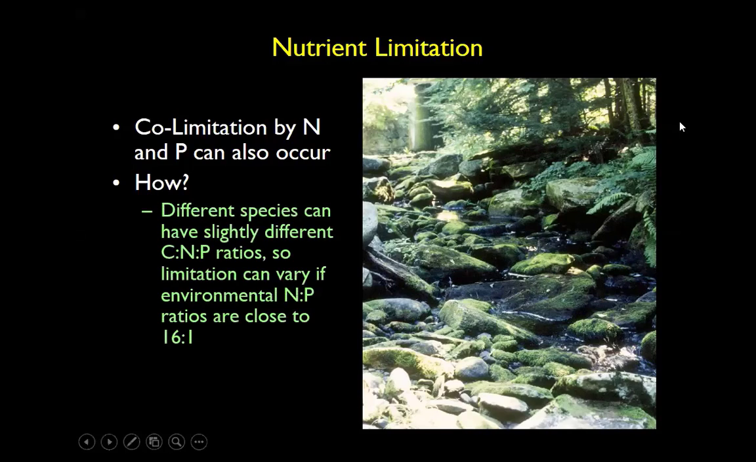So it turns out this happens because different species have a little bit different ratio. Not dramatically different, but just different enough that if the ratio in the water is real close to 16 to 1, then adding a little bit either side can stimulate different species. So sometimes we find in streams that adding either one can stimulate productivity. Anyway, people got really excited about that in the 70s and 80s, figuring that out.